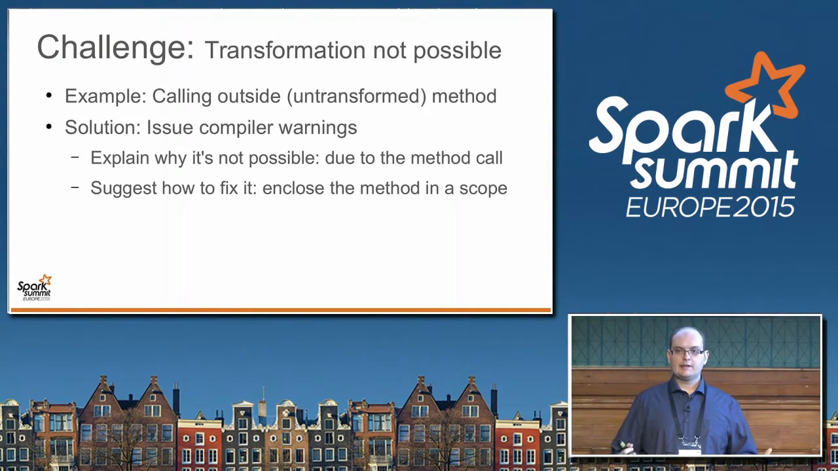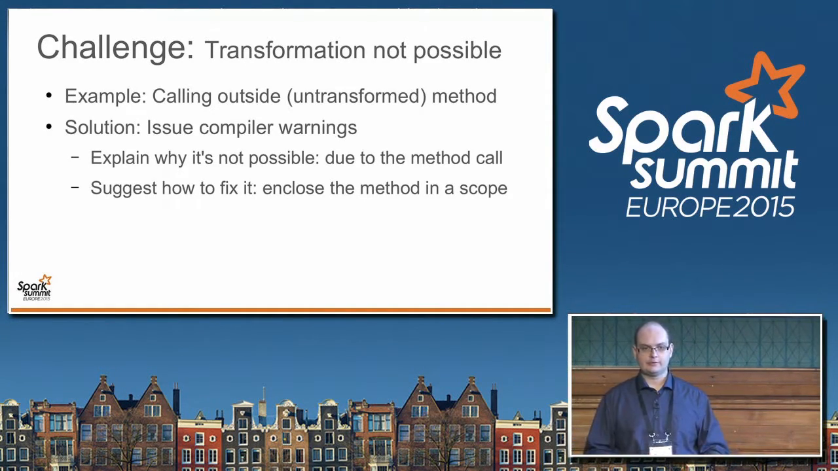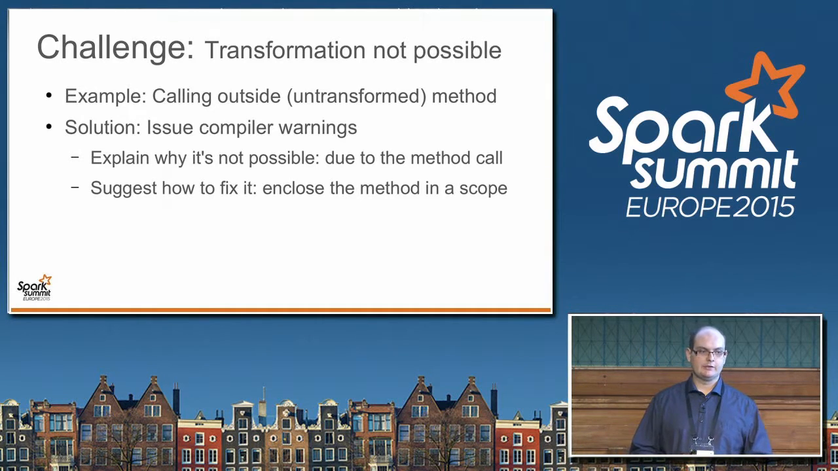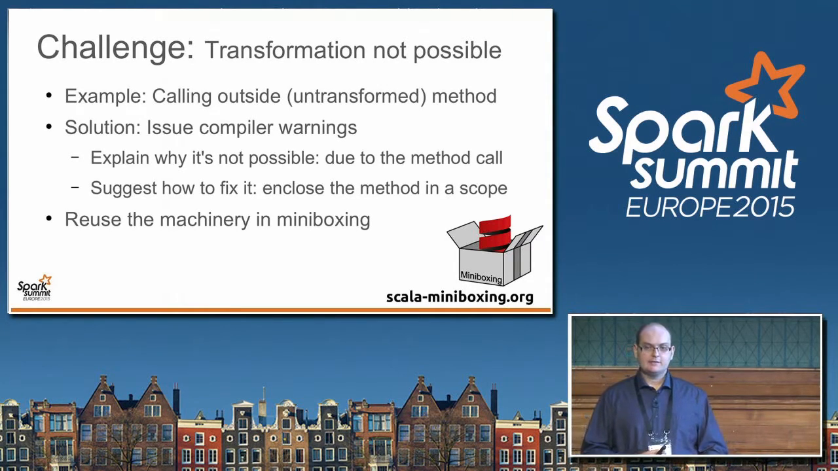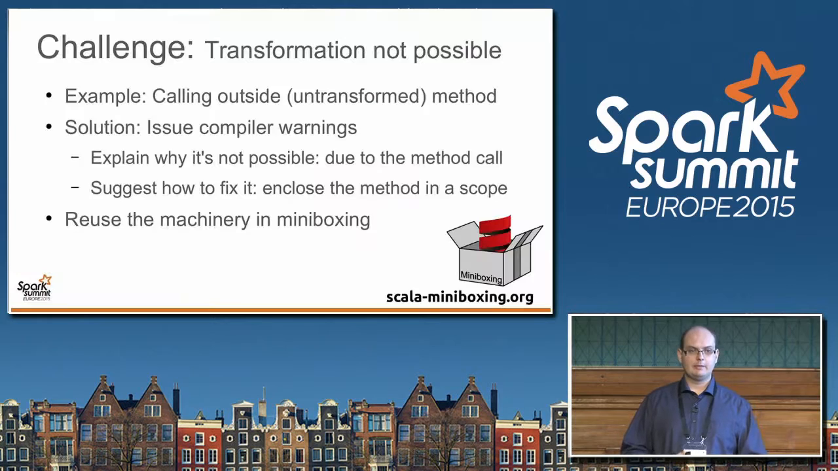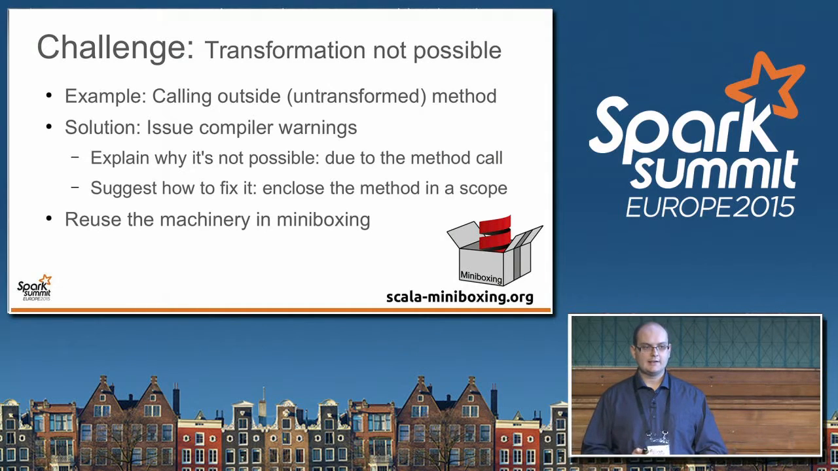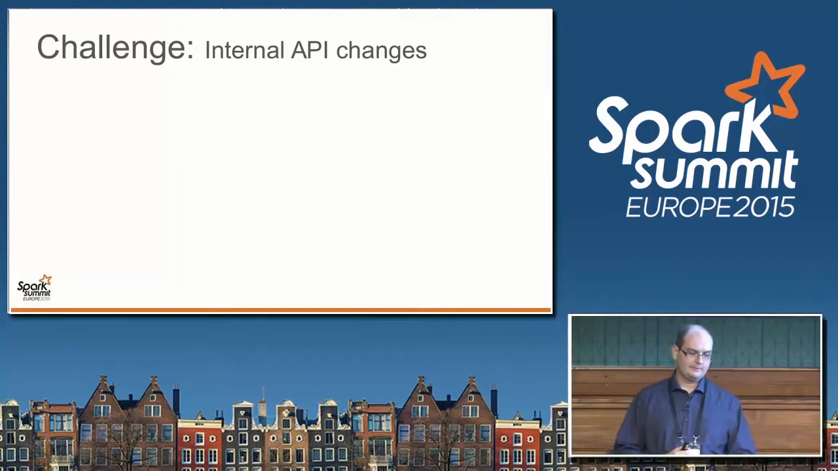And of course, the solution to fixing it, if you're writing it in Scala, is to simply put that method inside a transformed scope. And this is what the compiler is going to do. Just wrap a scope around that method, and it should work. These are all things that have been implemented in the miniboxing plugin. So there's quite a bit of chance that we might reuse some of the machinery.